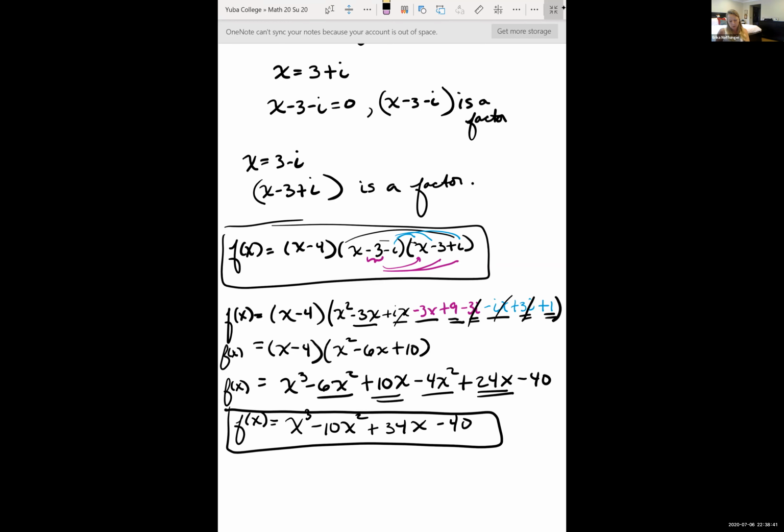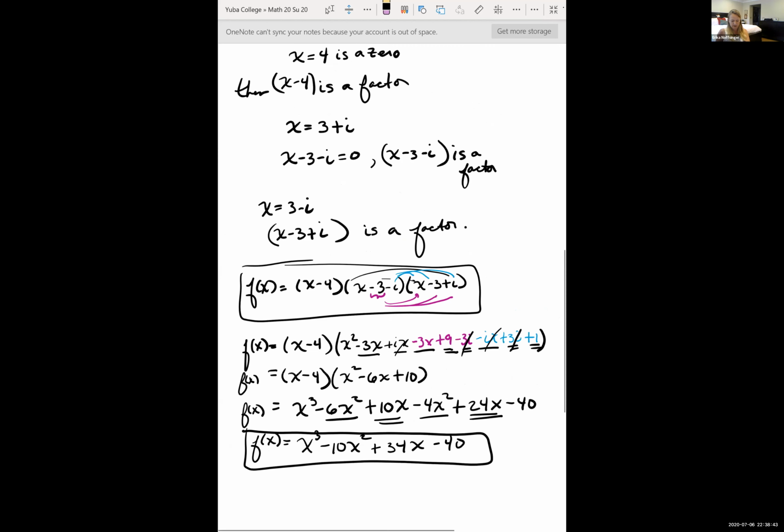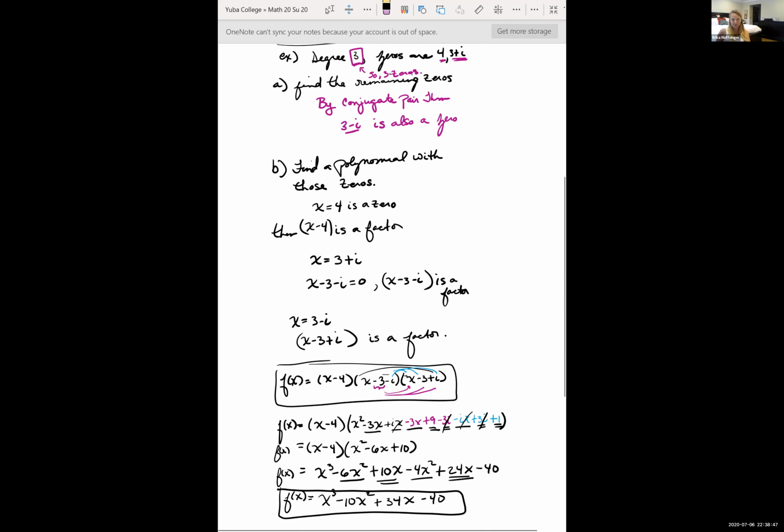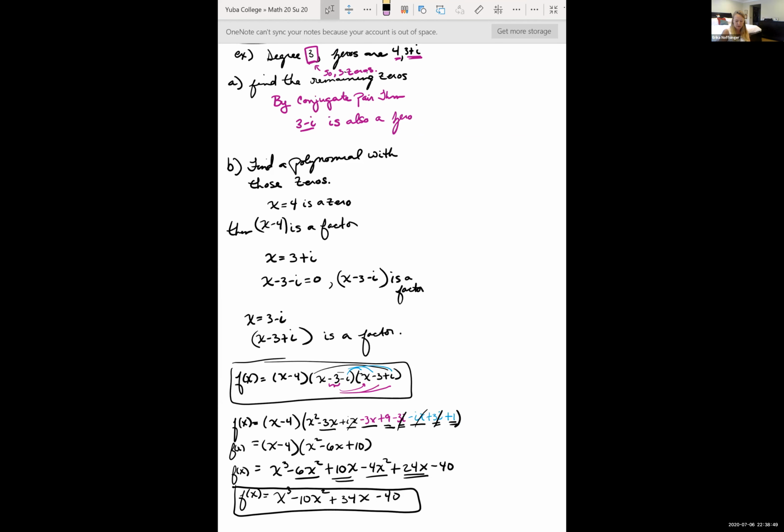Okay, so that's one single out of an infinite number of polynomials of degree 3 that has those 3 zeros. The reason I say infinite is because we can multiply this by any non-zero real coefficient and have the same zeros.